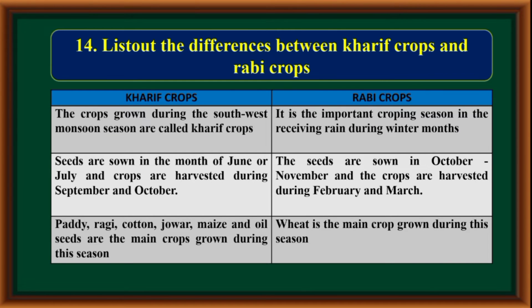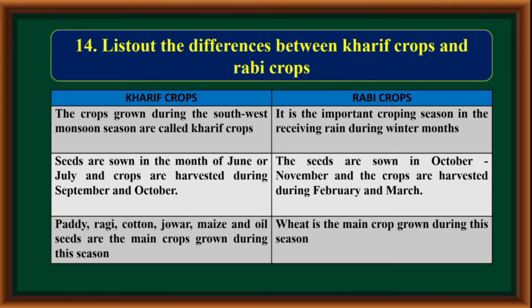List out the differences between kharif crops and rabi crops. The crops grown during the southwest monsoon season are called kharif crops. It is the most important cropping season. Rabi crops are grown receiving rain during winter months. Kharif seeds are sown in the month of June or July and crops are harvested during September or October. The rabi seeds are sown in October, November and the crops are harvested during February and March.